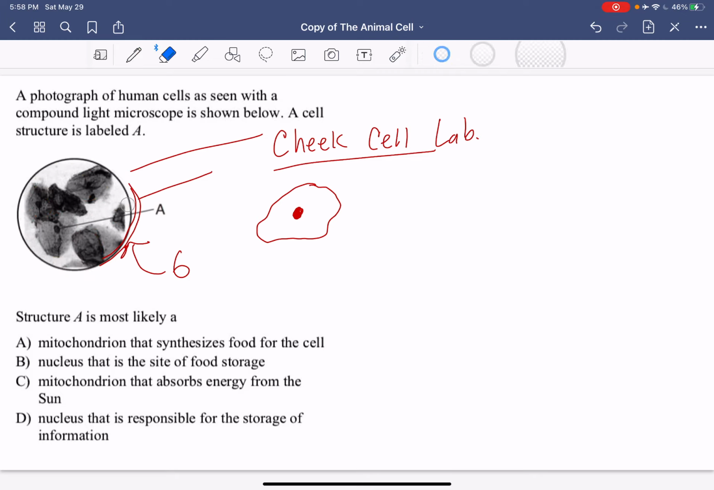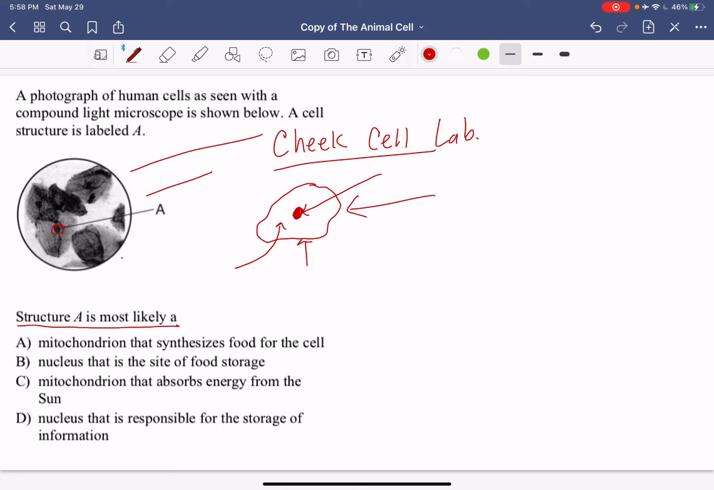And then this is how you would have drawn them, because you have to draw the cell. The outermost layer is the cell membrane. This inside is the cytoplasm. This one is the nucleus. So let's see. Structure A is most likely the nucleus, guys. That's what a cheek cell has, and this is why I think the Regents should have been canceled.